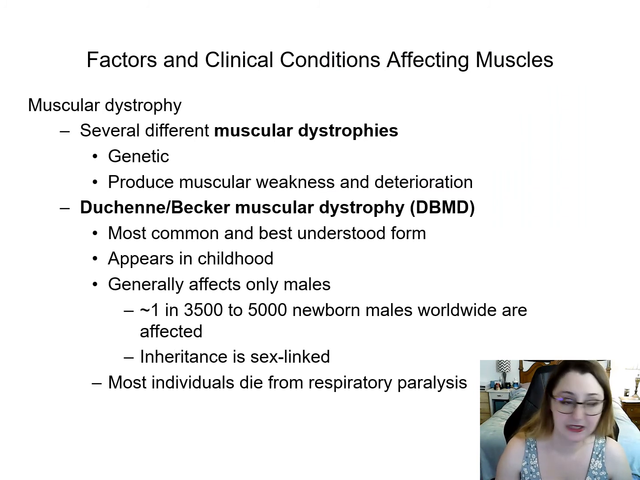And then I believe last but not least, we're going to talk about a few conditions that affect muscles. The first being muscular dystrophy. There are several different types of muscular dystrophies. You can have genetic, and then producing muscular weakness and deterioration.